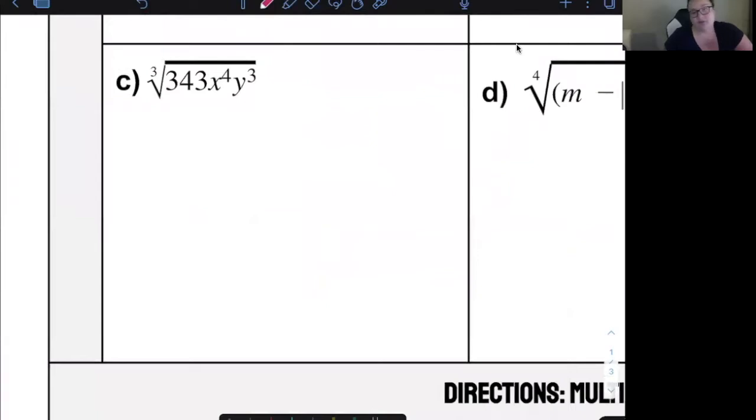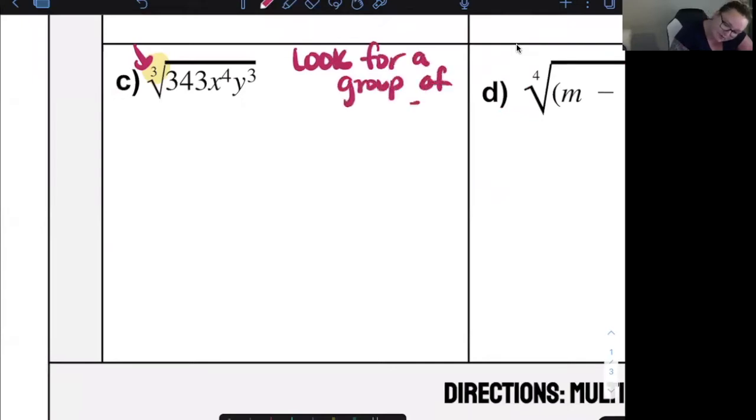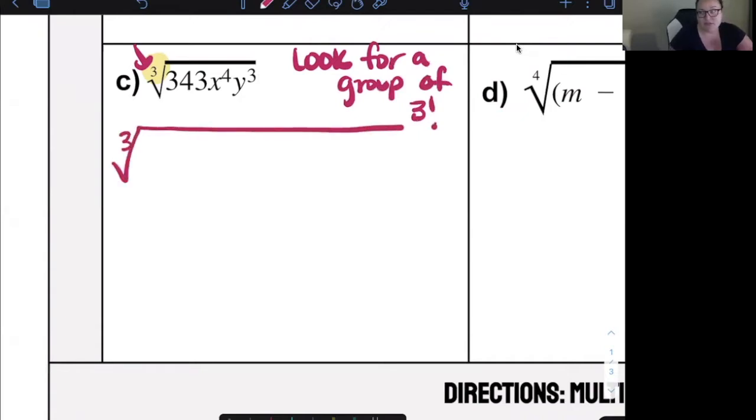So then when you get to part C, you're going to notice that our index this time is 3. So this time, instead of looking for a group of 2, you want to look for a group of 3 under the radical. So look for a group of 3. So when I break down 343, here's a hint, 7 goes into that.